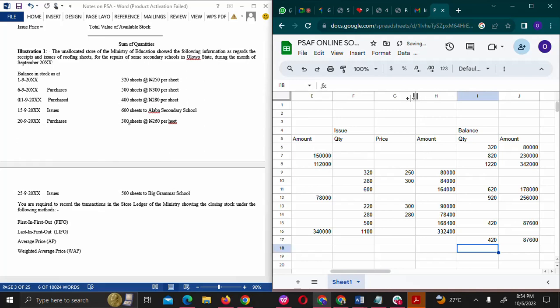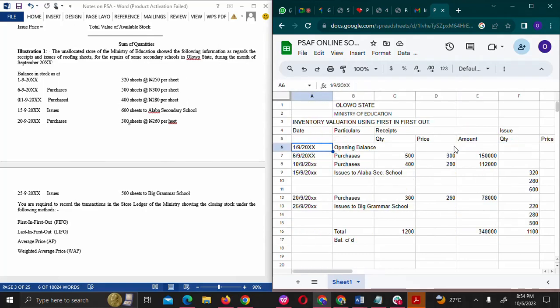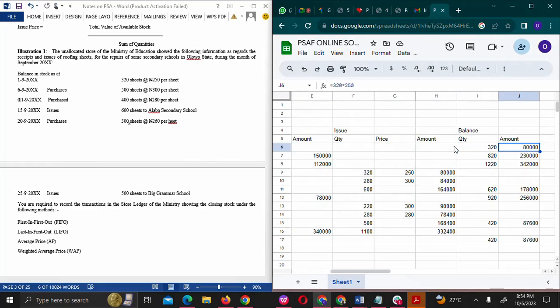Any question, please? Yes, so please can you explain all over again? Let me try. So let's start from opening balance. The opening balance is what I have in the question, right? And the opening balance is 320 at 250 naira. And if you do 320 times 250, you have 80,000.